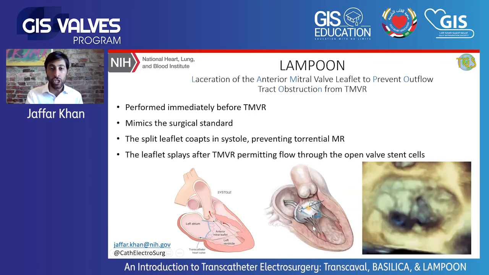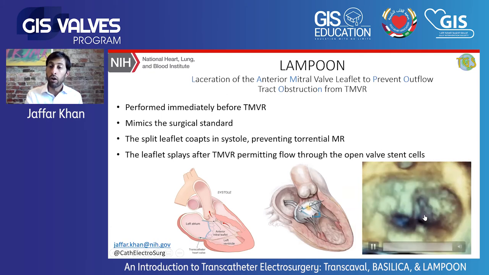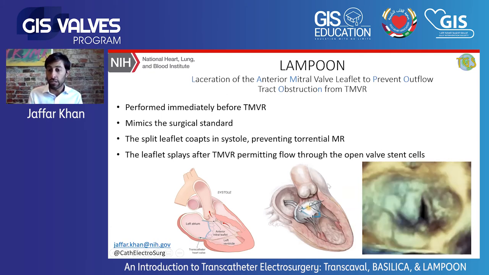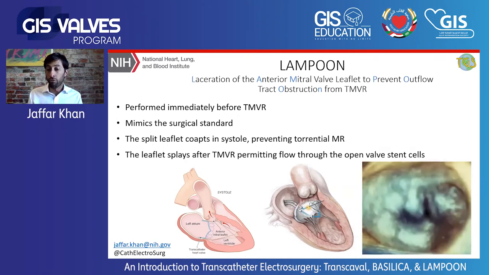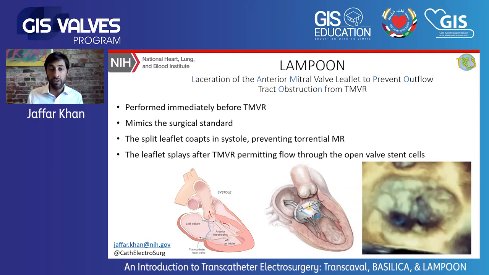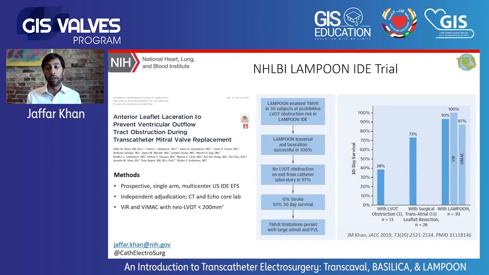It's performed immediately before TMVR, and you can see from the TEE over here, the leaflet coapts in systole, preventing torrential mitral regurgitation before TMVR, and the leaflet splays after TMVR, allowing blood flow through the left ventricular outflow tract.